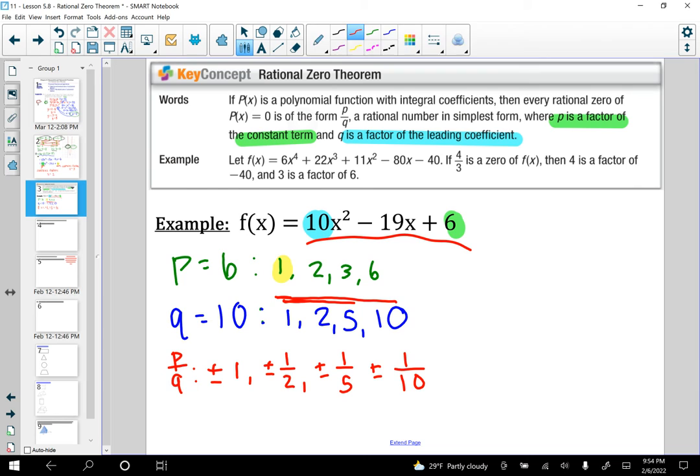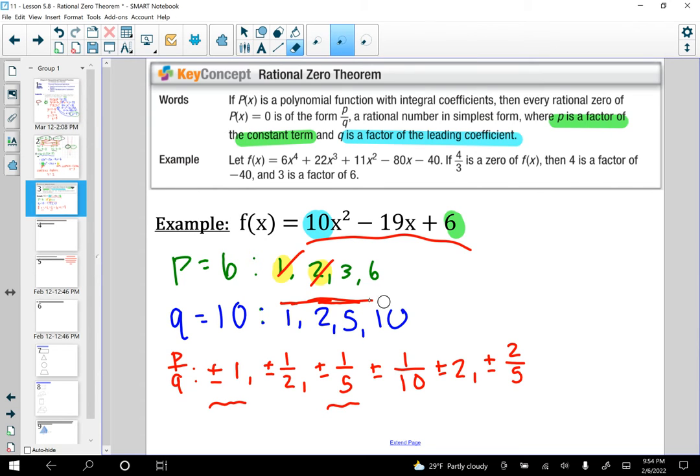Now I'm not done. I only used the 1. Now I'm going to move on to the 2 and do the same thing, dividing by all my factors of Q, which in this case is 10. 2 divided by 1 is 2. 2 divided by 2 reduced is 1, and that's already on our list, so we don't need to list it again. 2 divided by 5 is 2/5. 2 divided by 10 is 1/5, and that's already on our list. Okay, 2 is done. You can cross them off as you go if you'd like.